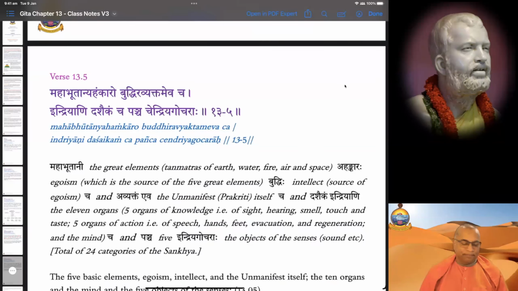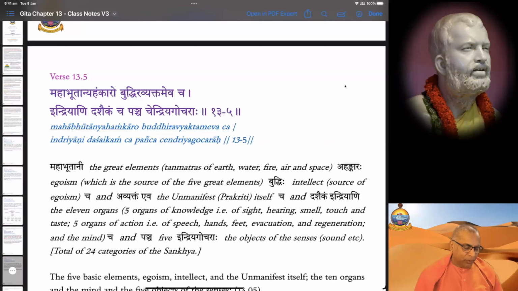The 5 elements. Ahankara is, we saw how it is sitting in the Sankhya philosophy chart. Buddhi is that intelligence that is sitting above Ahankara. Avyakta is the Prakriti, where all the 3 gunas are in balance. So right from Prakriti onwards, everything is being enumerated here, and they all collectively form what is called the Kshetra, the field in which the seeds are implanted and the world grows into it.